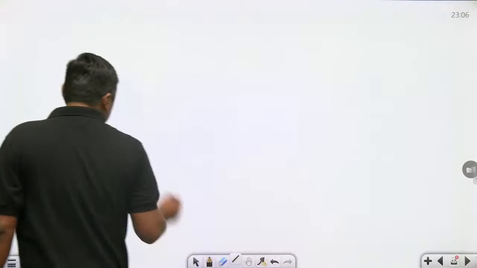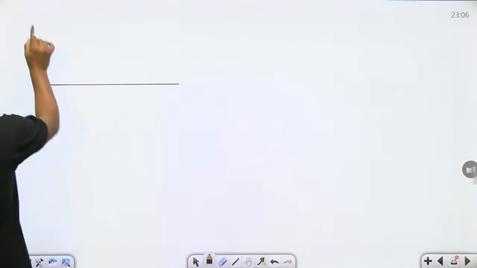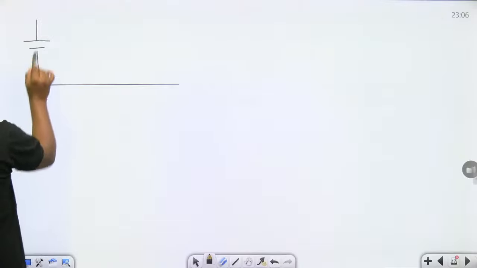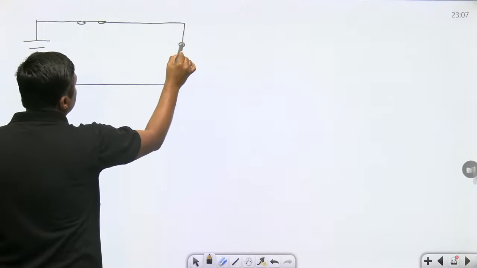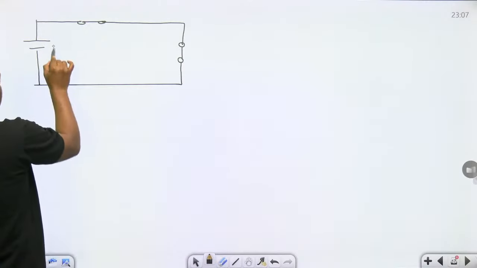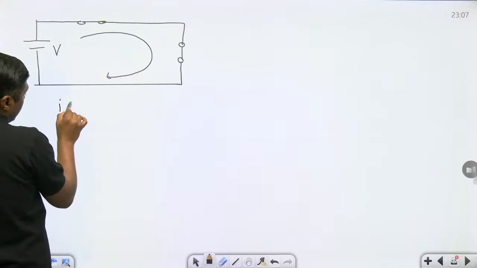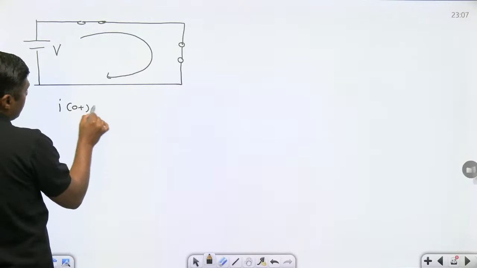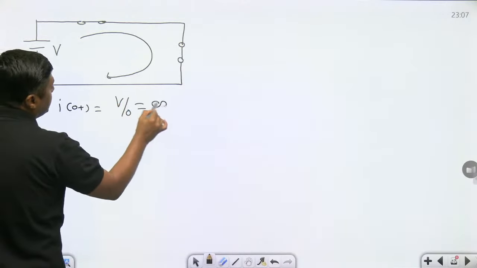Now watch this diagram. Exactly at t equal to 0, Venu, please watch this. Now this capacitor will act as a short circuit, and this capacitor will act as a short circuit. If both capacitors act as short circuit, what will be the current? The current exactly at 0 plus will become V by 0. That is, infinite current will flow.